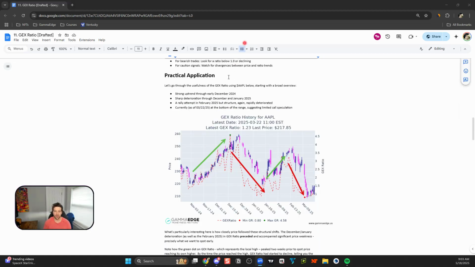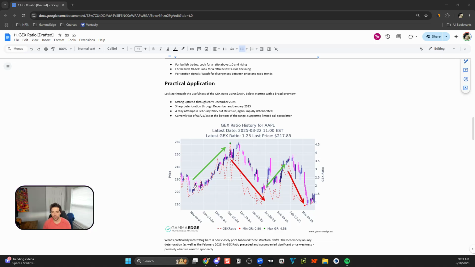So now let's get into 2 practical examples. Here is Apple, then we'll go through NVIDIA. So going through Apple, just highlighting what we see here. By the way, this is the GEX ratio output. $GR is how you run this in the Discord. So here, early December 2024, we have a strong uptrend. Then we have a sharp deterioration between December and January 2025.